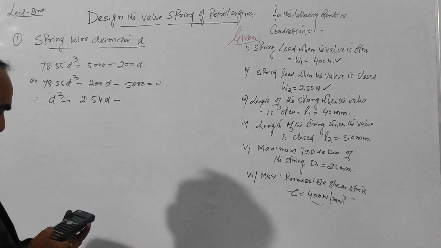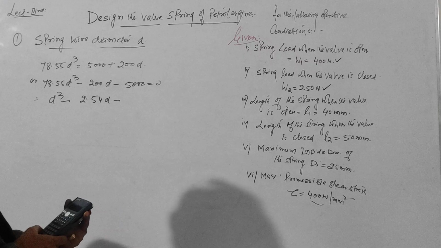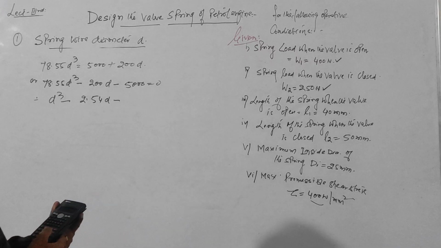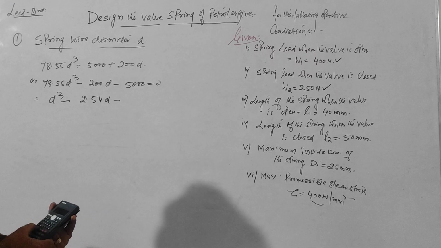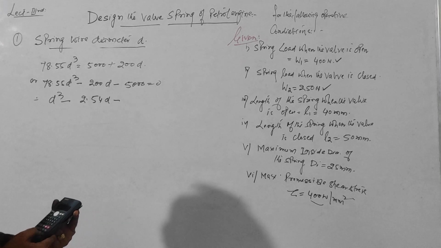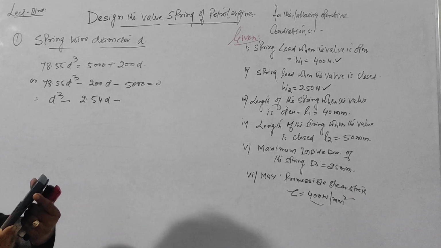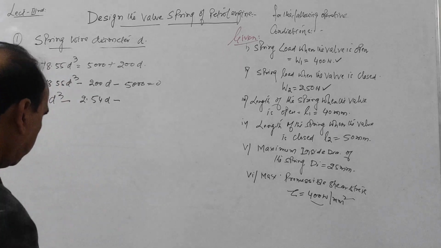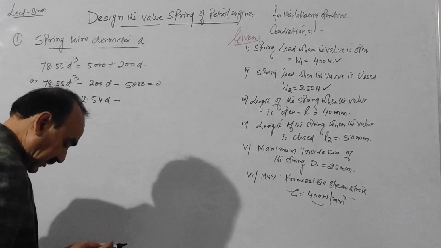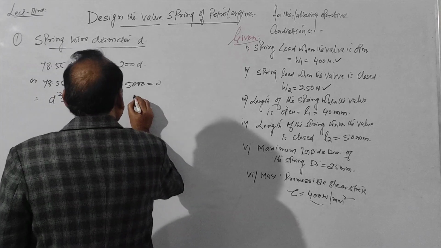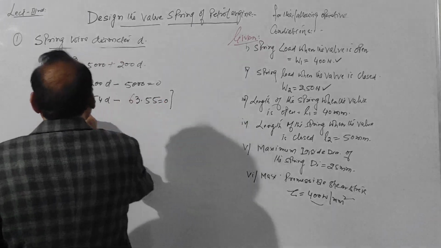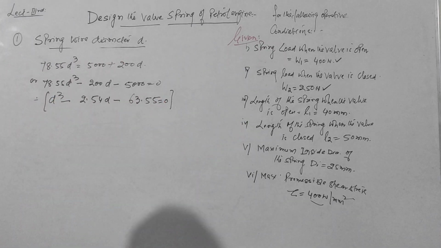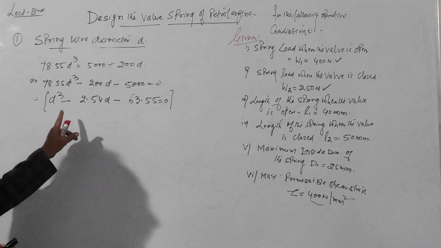So this is 5000 divided by 78.55. So this is 63.65, this is g, right? So from this equation, you will calculate the value of the diameter by hit and trial method in the calculator.